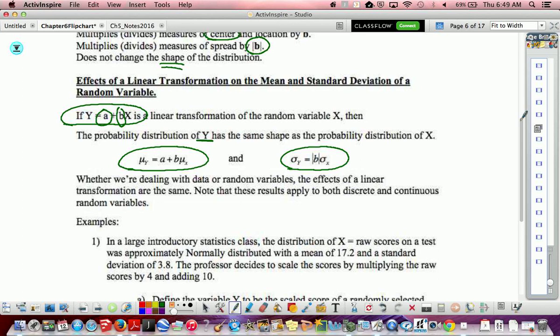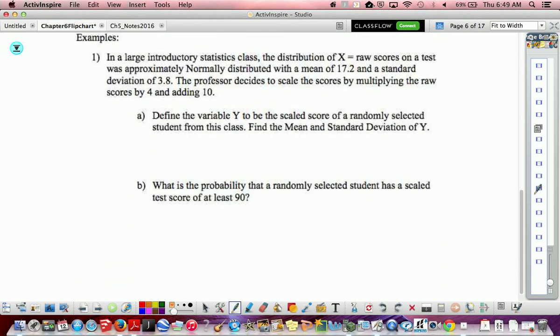So let's take a look at the example here at the bottom. Number 1 says, in a large introductory stats class, the distribution x equals the raw scores on a test was approximately normally distributed with a mean of 17.2 and a standard deviation of 3.8. So right away, off to the side here, I'm going to say mean of x was 17.2, standard deviation of x was 3.8. They're giving you those values, and notice how it says what x is.